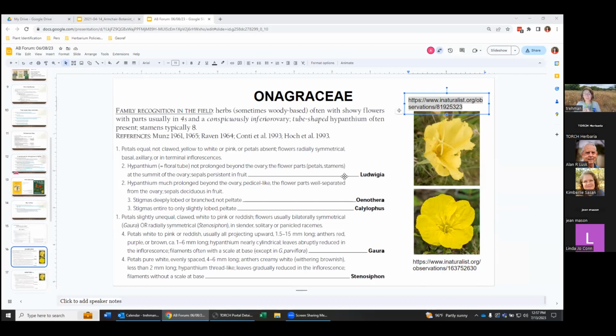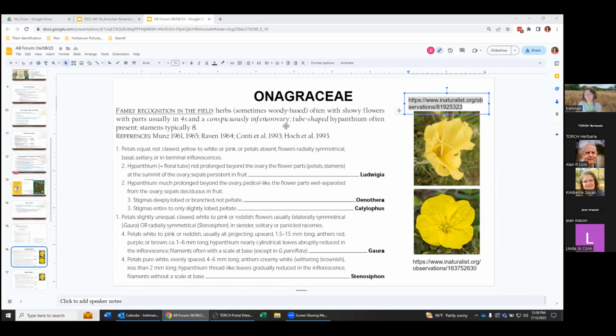What I am going to tell you already is that I've identified that these are definitely in the Onagraceae, the evening primrose family. This is a screen cap from the flora, and it says family recognition in the field. Herbs, sometimes woody based, often with showy flowers, with parts usually in 4s, and a conspicuously inferior ovary. A tube-shaped hypanthium is often present, and there are typically 8 stamens. This is also going to mean you're going to have to revise what all those terms mean.